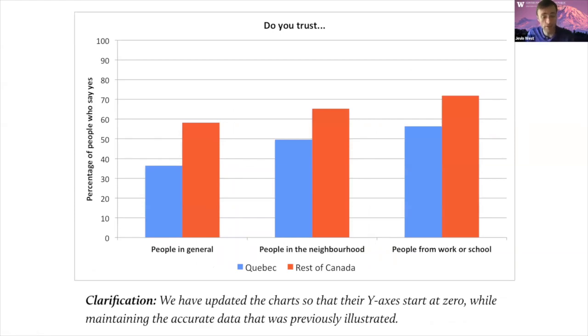The differences are there. They did replot this, to their credit, when people noted this problem with the graphic. "We've updated the chart so that the x-axis starts at 0 while maintaining the accurate data that was previously illustrated." So very different when you look at this and this. So look out for violations of the principle of proportionality when you see bar charts, both vertical bar charts and horizontal bar charts.